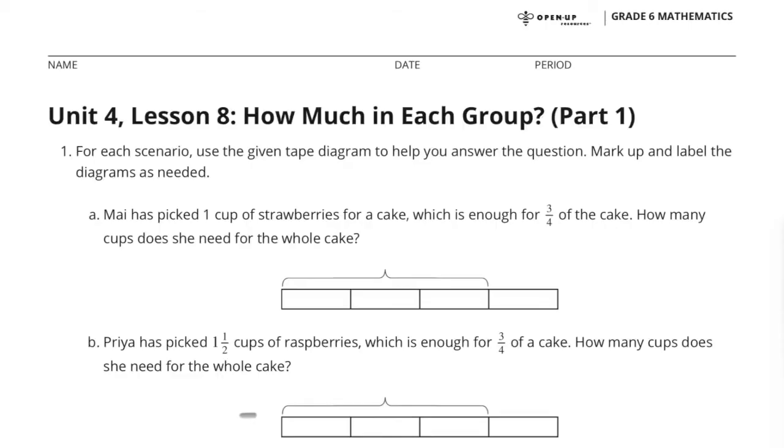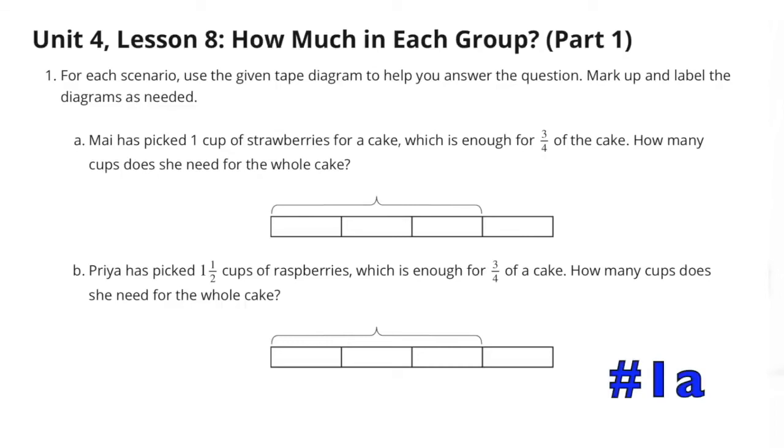Unit 4, Lesson 8. How much in each group? Part 1. Number 1. For each scenario, use the given tape diagram to help you answer the question. Mark up and label the diagram as needed. A. Mai picked 1 cup of strawberries for a cake, which was enough for 3/4 of the cake. How many cups does she need for the whole cake?